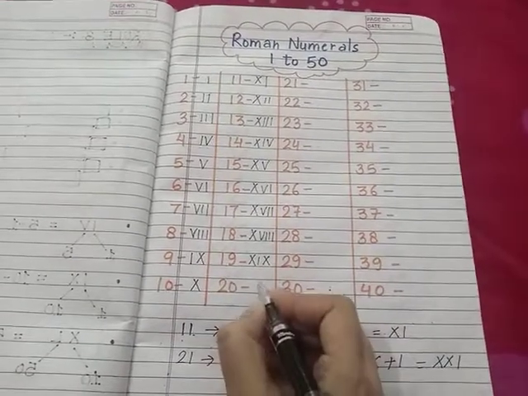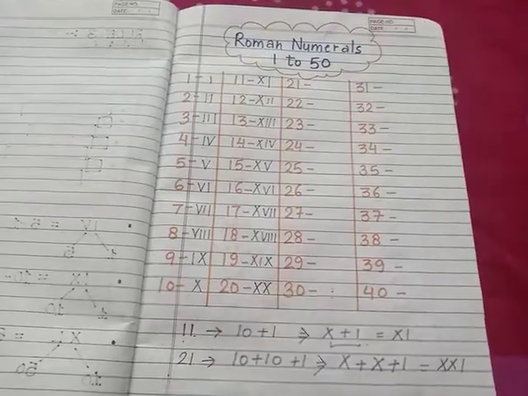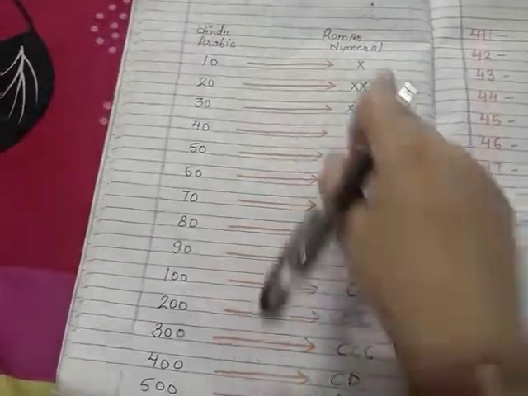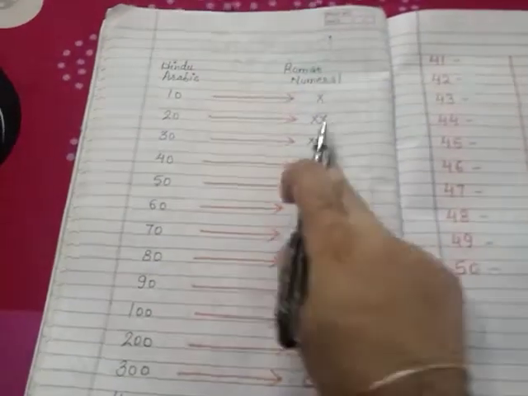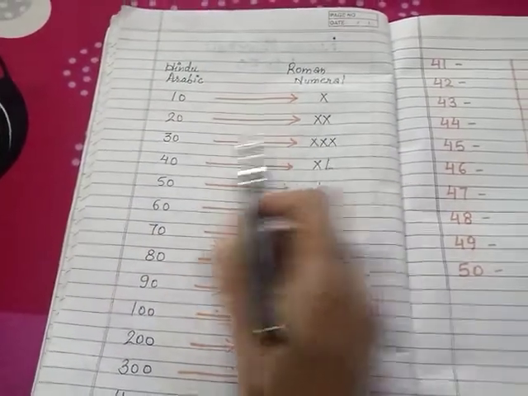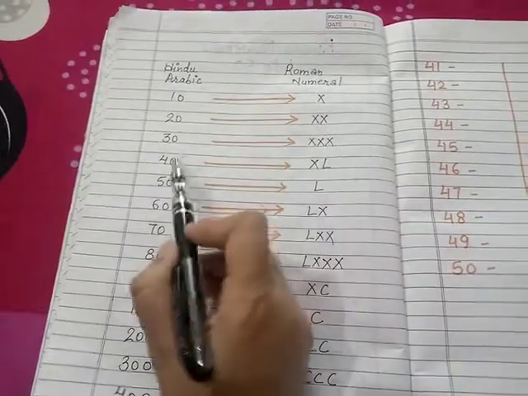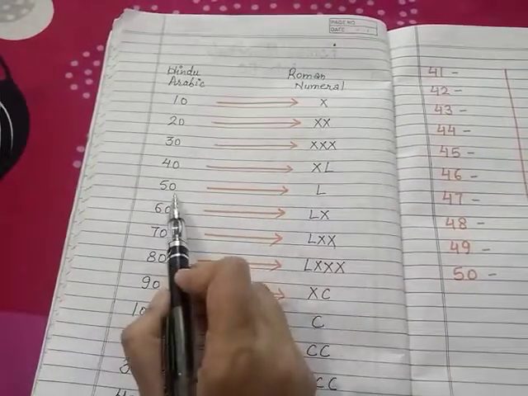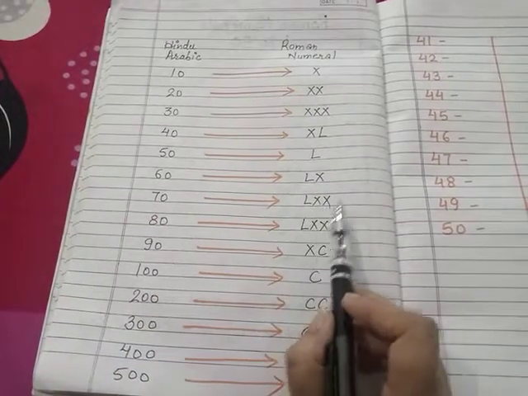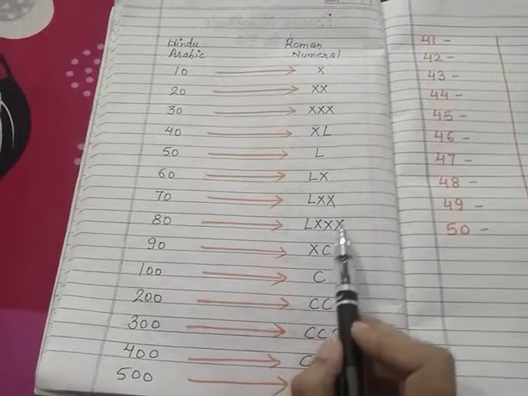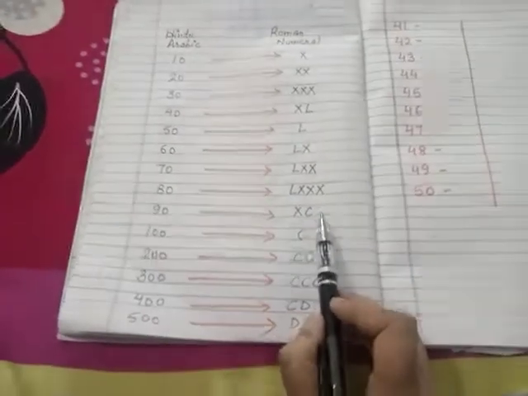For 20, we will write down 2 times X. Now there is one table. On the left hand side, there are Hindu-Arabic numerals, and on the right hand side, there are Roman numerals. So the Roman numeral for 10 is X. You have to learn this table also. For 20 it is double X. For 30, triple X. For 40, XL. 50, L. 60, LX. 70, L double X. 80, L triple X. 90, XC.